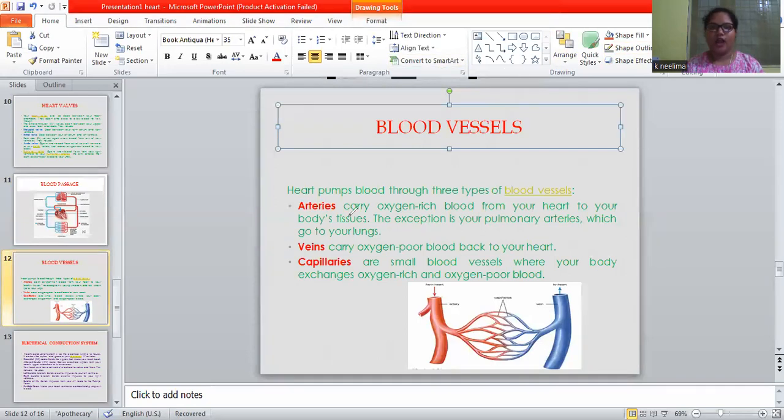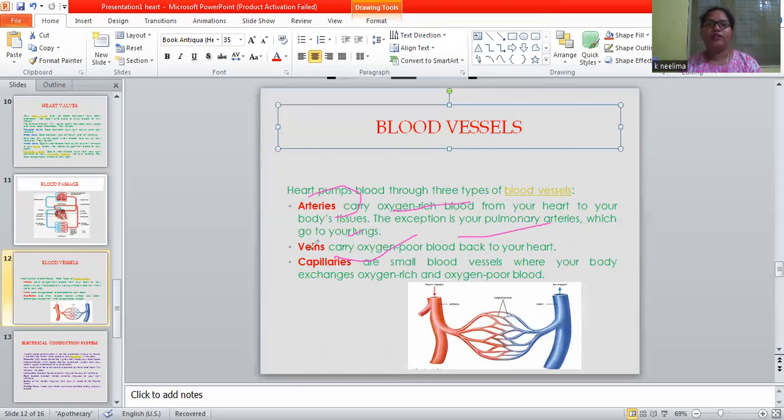Here, arteries carry oxygen-rich blood. Through the pulmonary arteries, oxygen-poor blood is carried to the lungs, and veins carry oxygen-poor blood.